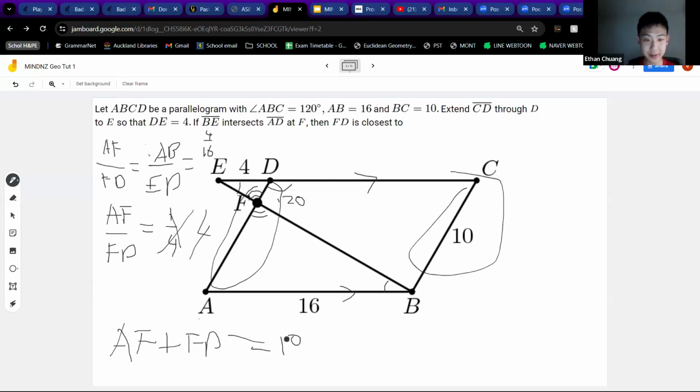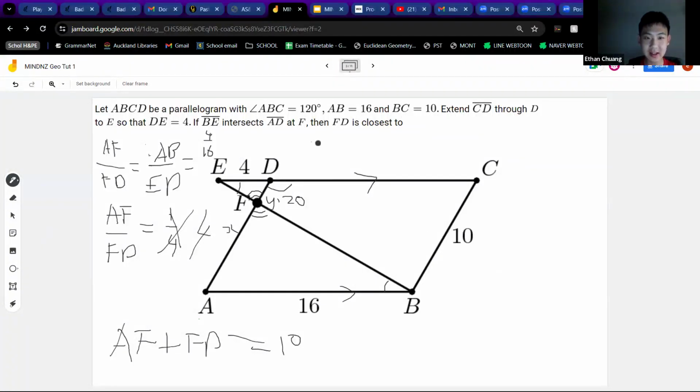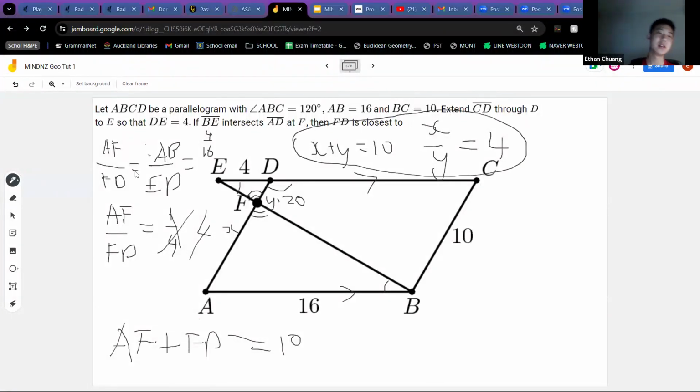Right, guys? So basically, you can just turn this into an algebraic equation. If you let AF equal X and FD equal Y, then X plus Y equals 10, and X over Y equals 4. And you can just solve simultaneously to find FD. Is everyone following?